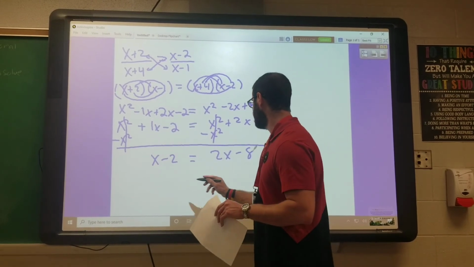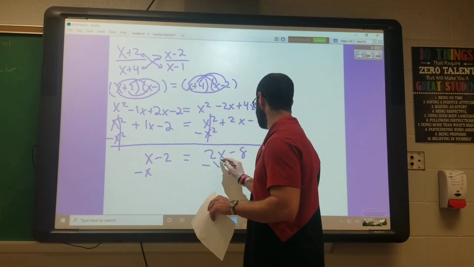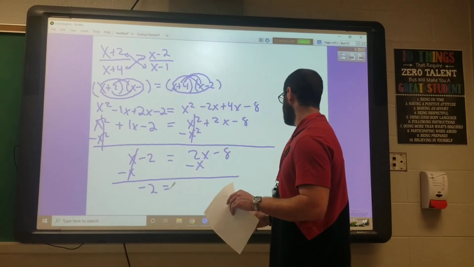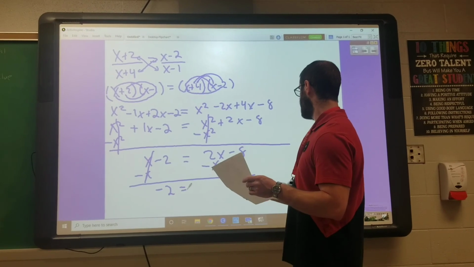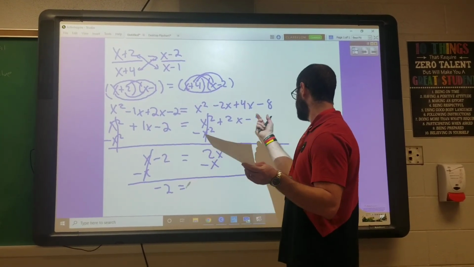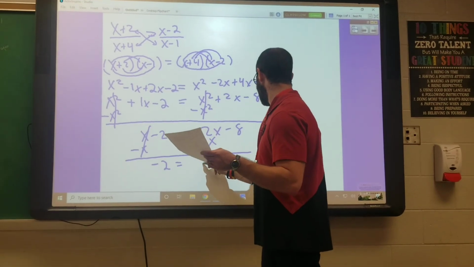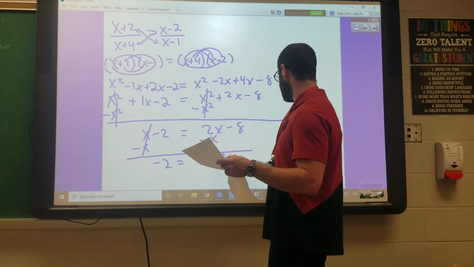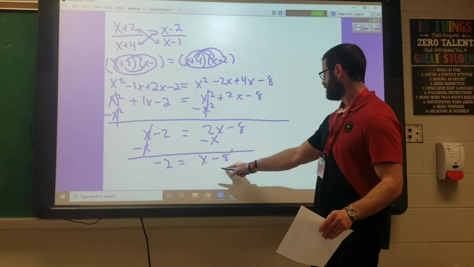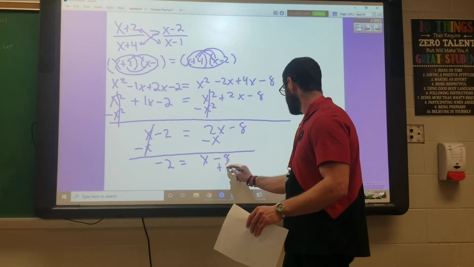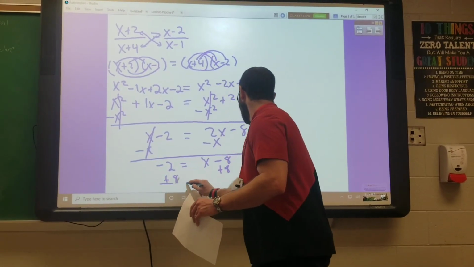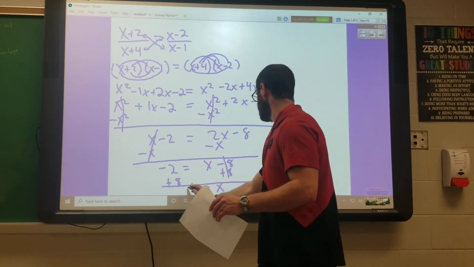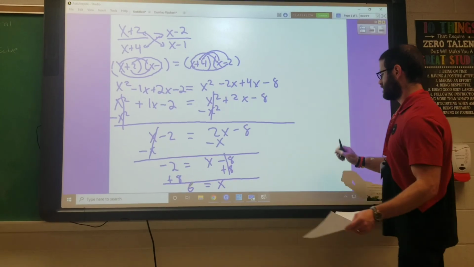So I'm going to choose to subtract x from both sides first. So I have negative 2, and on this side I have 2x minus x, that is x. So what I have is negative 8 here, x minus 8. And how do I get rid of a negative 8? I add 8. So I'm left with x equals 8 and negative 2, that's positive 6. Okay?